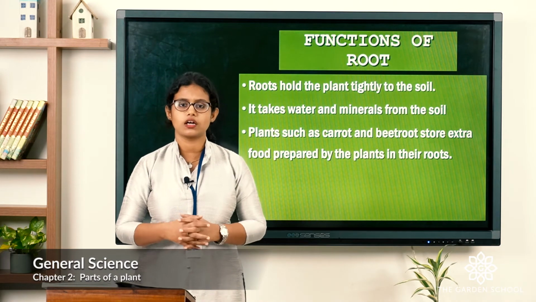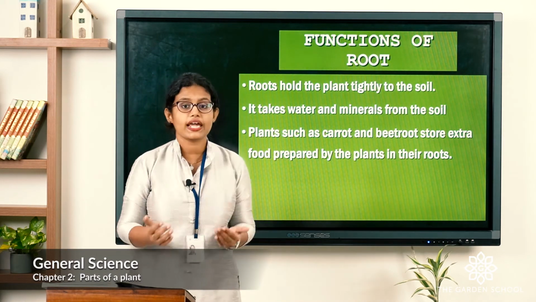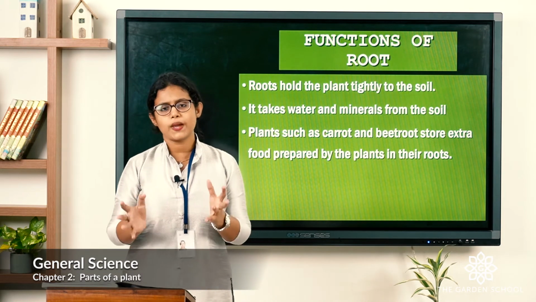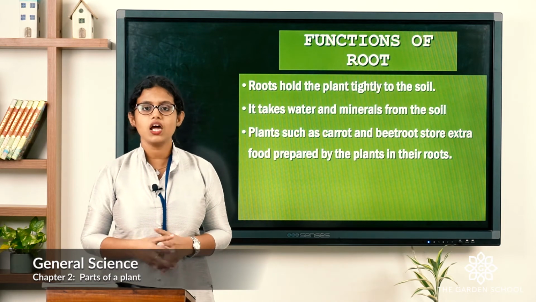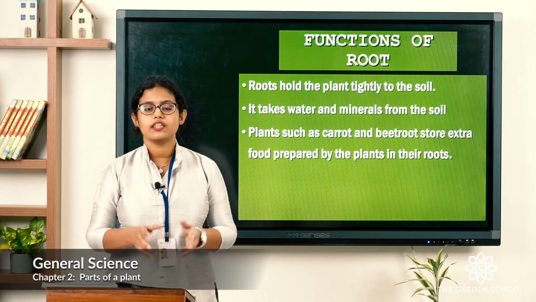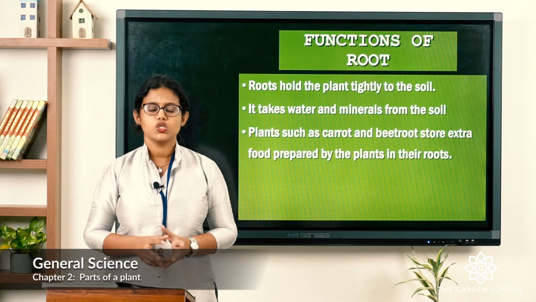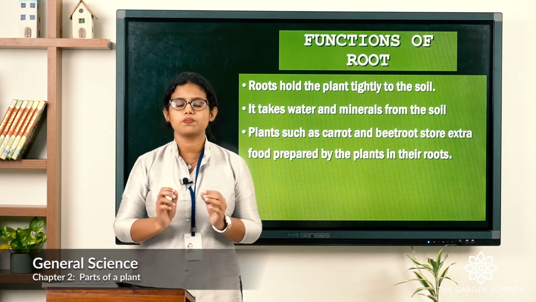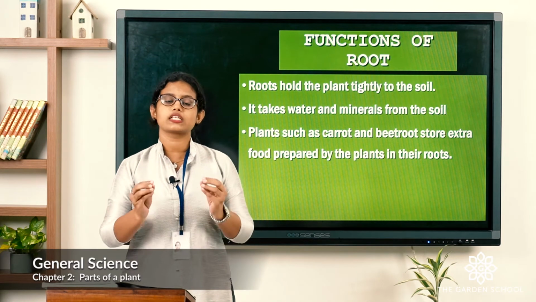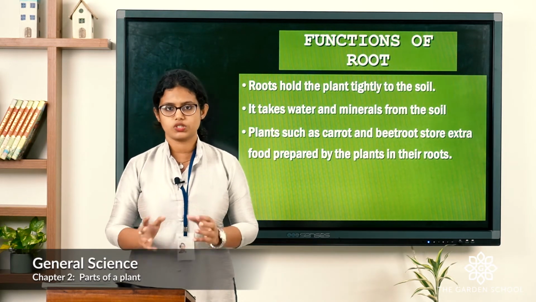Then there are some plants like carrot and beetroot. What is special about these plants? They are root vegetables. They grow underground. So these vegetables or these plants store their extra food in their roots.